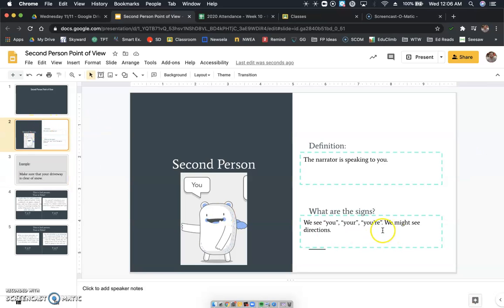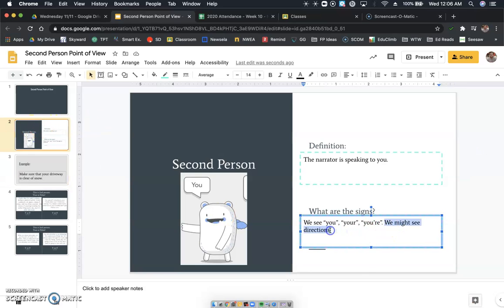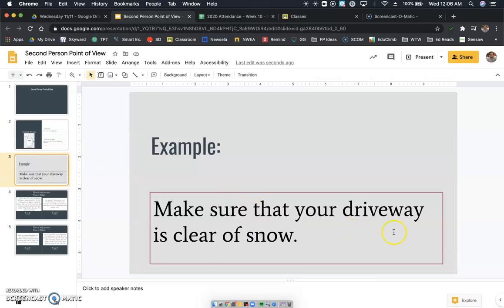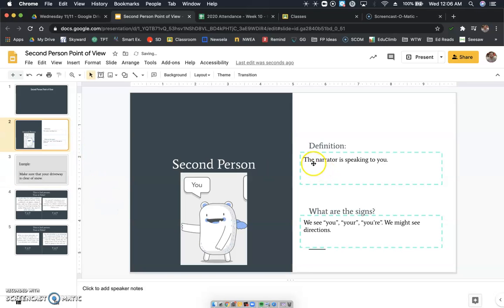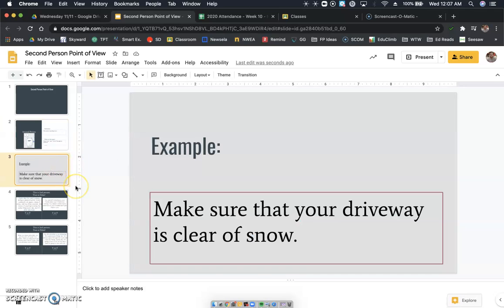So if we look back at what we might see, directions, I'm giving you directions on what you need to do for the winter. Make sure that your driveway is clear of snow. So we've gone over the definition. What are some signs to know if it's second person? The definition is the narrator speaking to you. The signs: we see "you" a lot, "your," "you are." We might also see some directions. An example is make sure that your driveway is clear of snow.